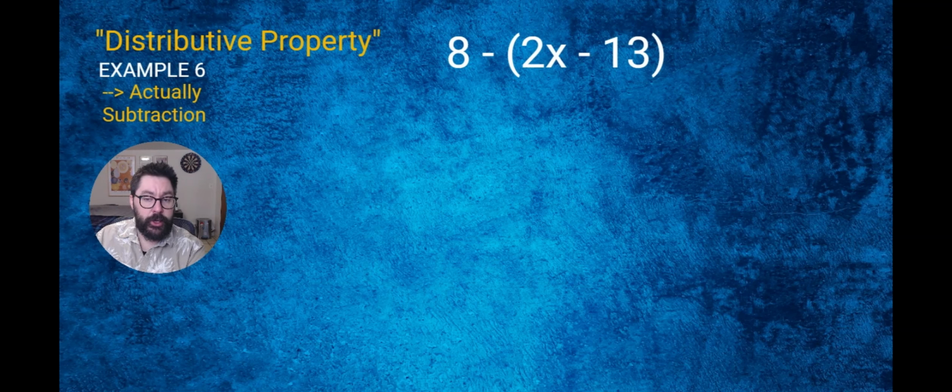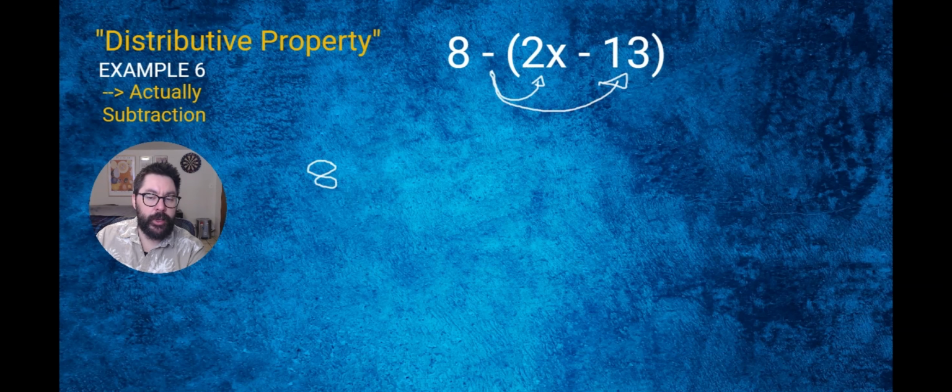Just to read our expression, we have 8 minus the quantity of 2x minus 13. So what we're doing is we're not just subtracting 2x, we're subtracting 2x minus 13. So you can think of this subtraction distributing. We're subtracting that, and we're subtracting that. And if you're one step ahead of me, you might see a double negative coming. But let's start. So we have 8.